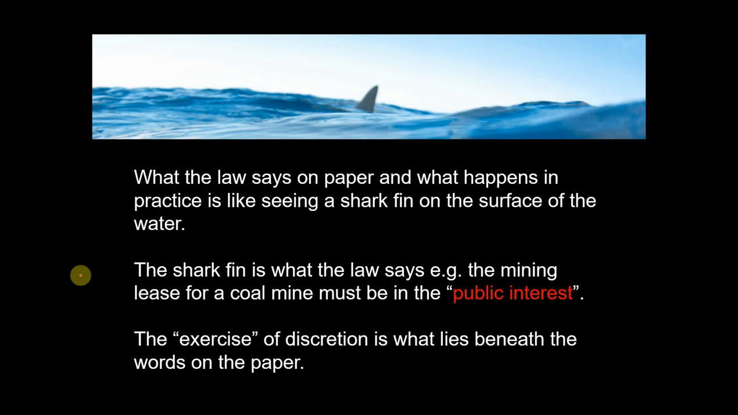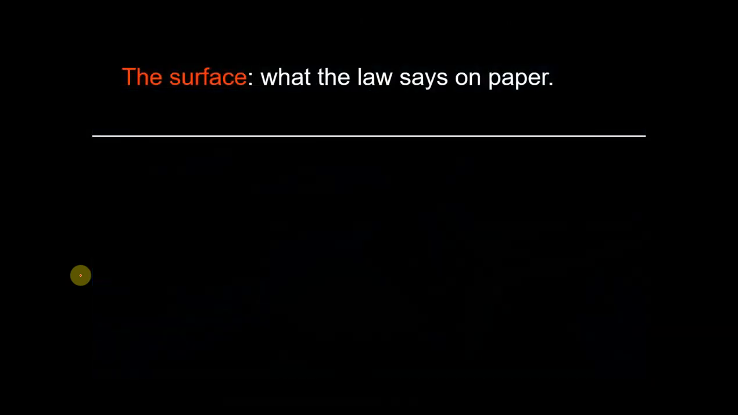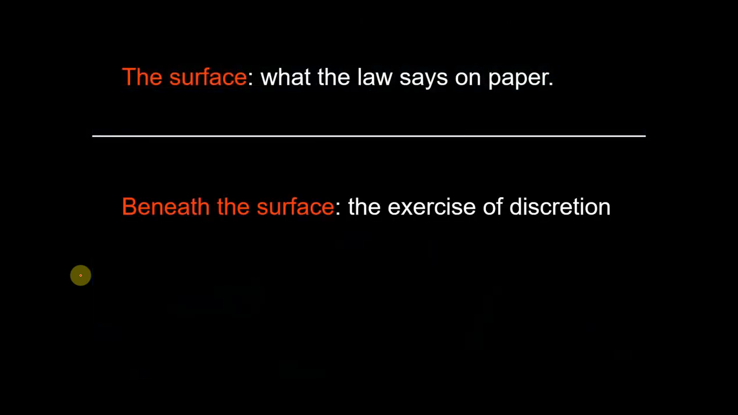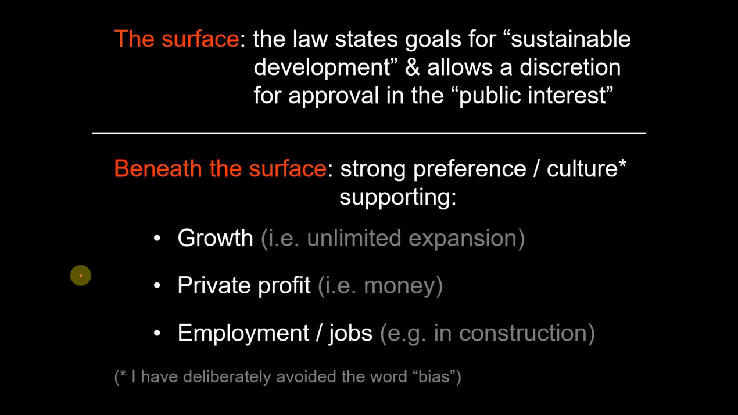So you see here I've got a fin, so beneath what you see on the paper, the exercise of discretion are the sharks. So on the surface, what the law says on paper, beneath the surface, the exercise of discretion. And so on the surface, the law might state goals like sustainable development and allow a discretion for approval in the public interest. That's what it says on paper. Beneath the surface, there's a strong preference, a culture supporting growth, that is unlimited expansion, no limits, private profits and money and employment jobs in construction, the mining sector.